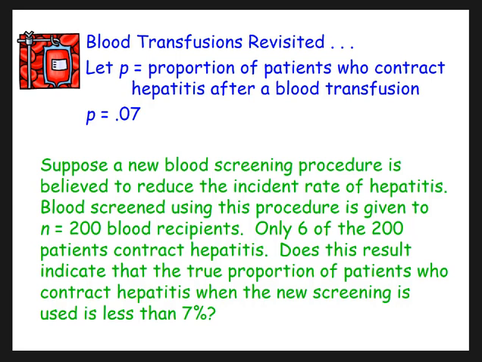So suppose a new blood screening procedure is believed to reduce the incident rates of hepatitis. So we're going to take a sample here of 200 blood recipients. Only 6 out of that sample contracted hepatitis. What does this tell us about the 7% rate? Well, assuming the 7% is correct, what's the probability that we get a sample of 6 out of 200?